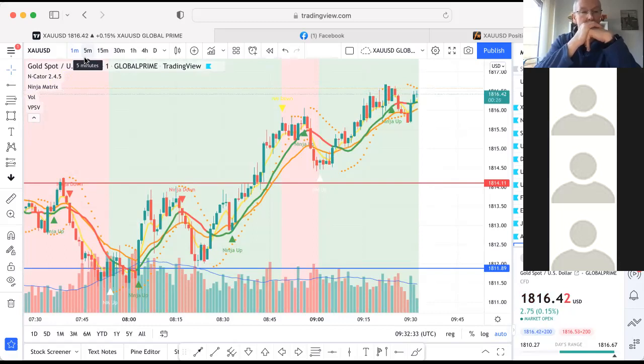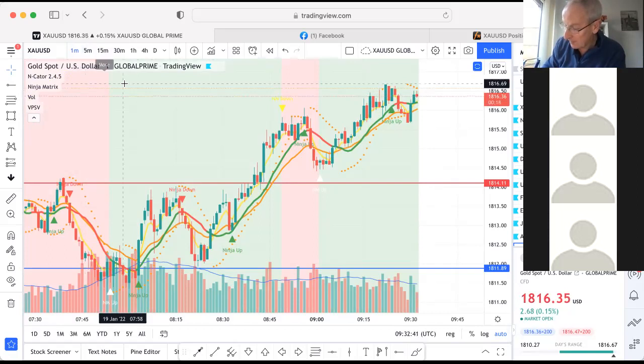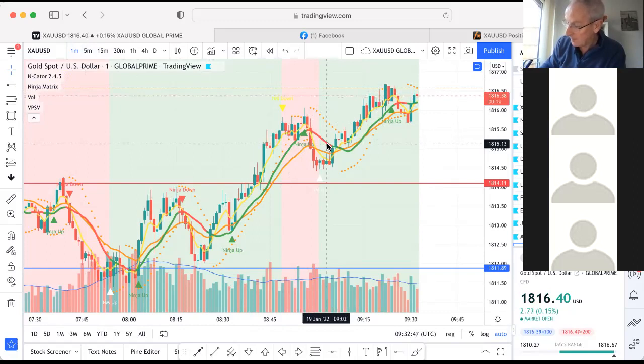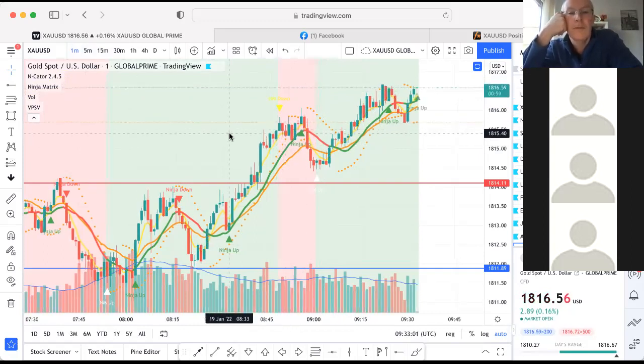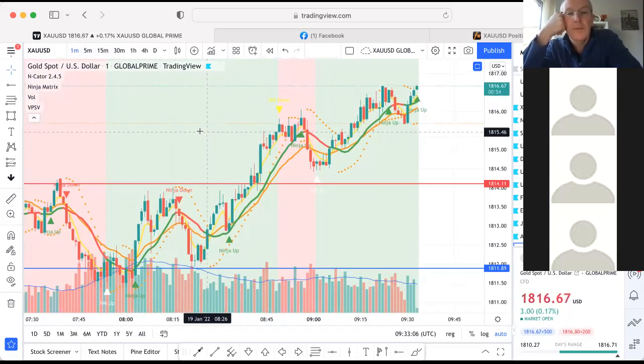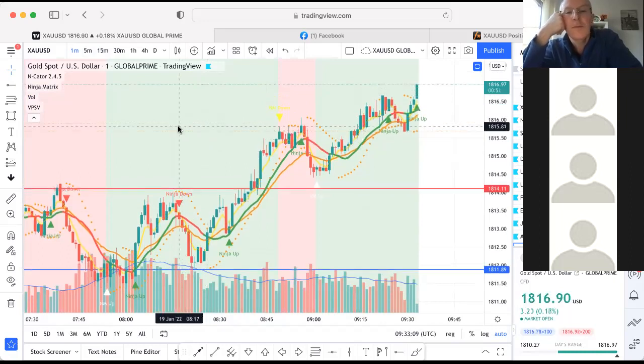So the 1 minute at the minute, we've still got a Ninja matrix up. We've still got the 13 MA is still green, and the 5 MA is still pointing upwards. The PSAR's at the top, which is a minus. But I would look at, well, there we've got another positive. We've got a Ninja up, although we're not on Heikin-Ashi candles, so be cautious about that. But the price is going up, look, it is going up.